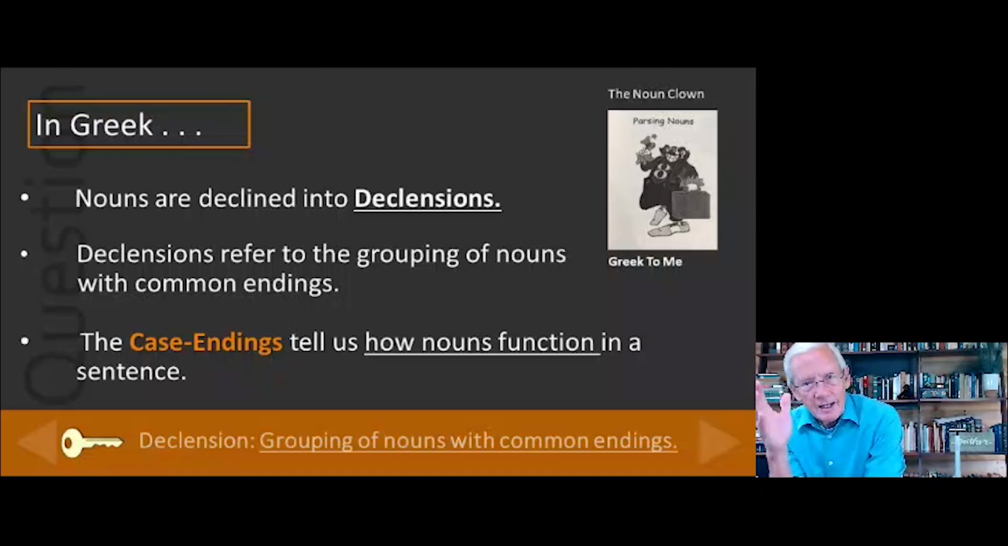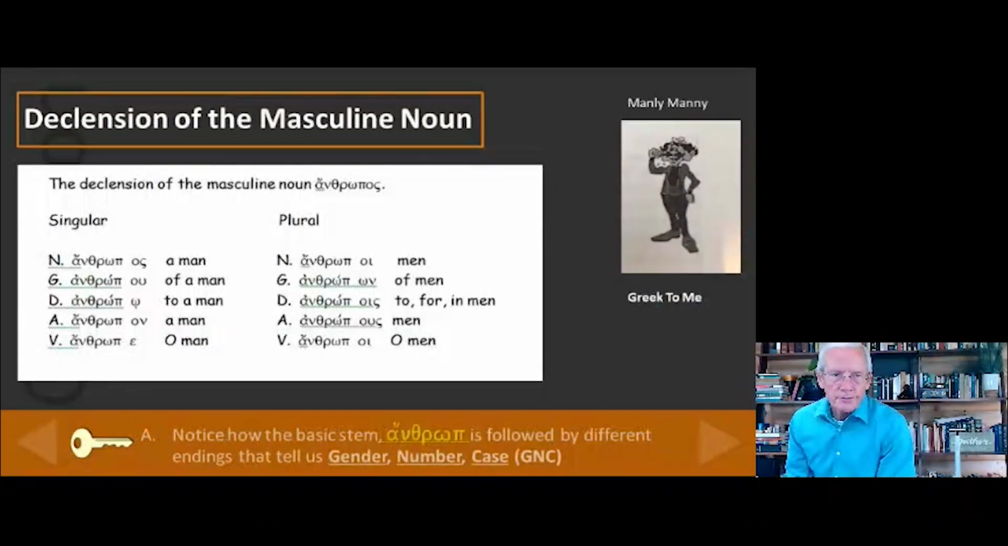Nouns are declined into declensions. Declensions refer to groupings of nouns with common endings. And Greek nouns have case endings that will tell us how nouns function in a sentence. So look down at the bottom. We have groupings of nouns with common endings. So in chapter 2, we have the masculine nouns and neuter nouns of the second declension because of the similarity of their endings. So let's have a look at the endings themselves.